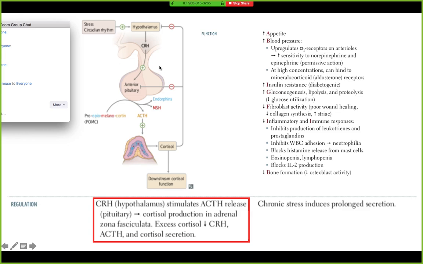Okay, so just kind of important to understand the regulation of cortisol. So you have CRH that's released by the hypothalamus, and this is going to stimulate ACTH release from the anterior pituitary. And that's going to lead to cortisol production from the zona fasciculata. And the cortisol production is going to feedback inhibit both the anterior pituitary and the hypothalamus.